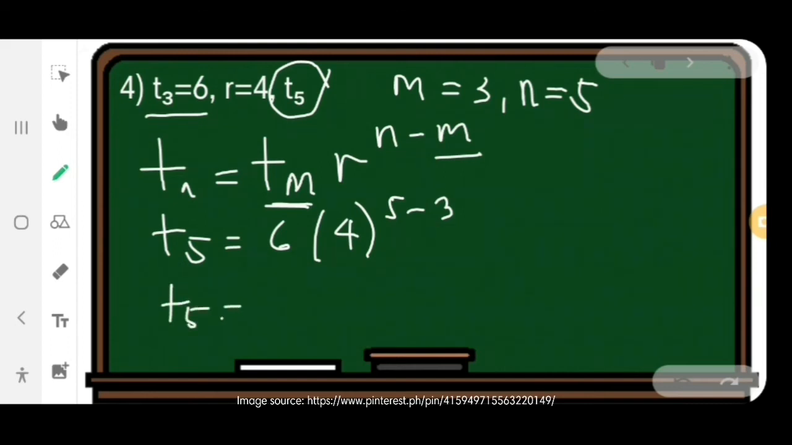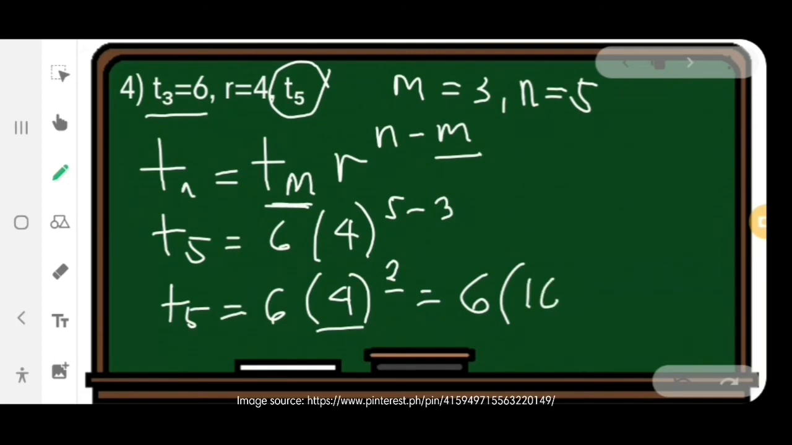Again, follow the order of operation. So copy 6, copy 4, and then subtract 5 and 3. So 5 minus 3 is equal to 2. Now after that, we are going to get the power of 4 when raised to 2. So you need to copy 6 first. So 4 raised to 2 is equal to 16. It is not equal to 8 because 4 raised to 2 means 4 times 4. So 6 times 16 now is 96. So our fifth term is 96.